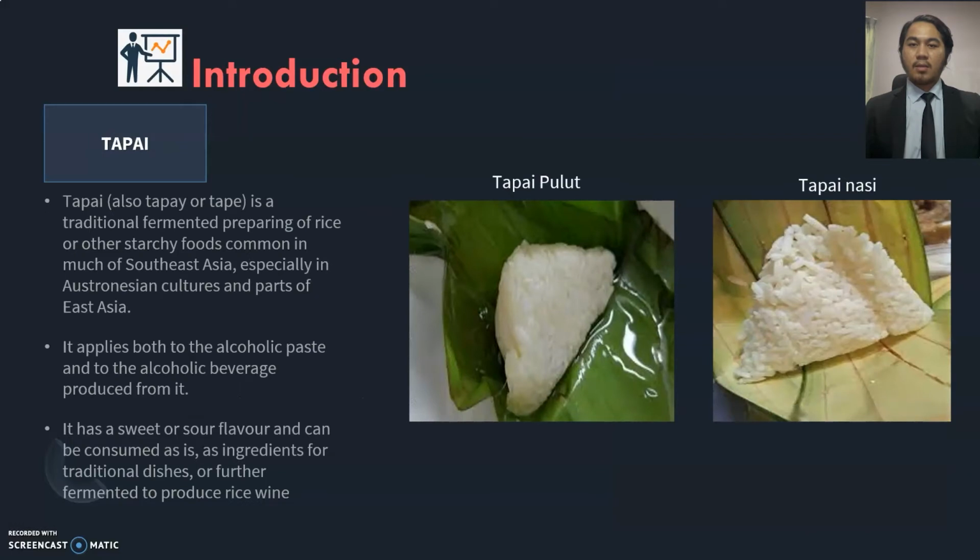Tapai is a traditional fermented preparation of rice or other starchy food common in much of Southeast Asia, especially in Austronesian culture and part of East Asia. It applies both to the alcoholic base and to the alcoholic beverage produced from it. It has sweet or sour flavor and can be consumed as is, as ingredients for traditional dishes, or further fermented to produce rice wine. These are examples of the tapai, such as tapai pulut and tapai nasi.